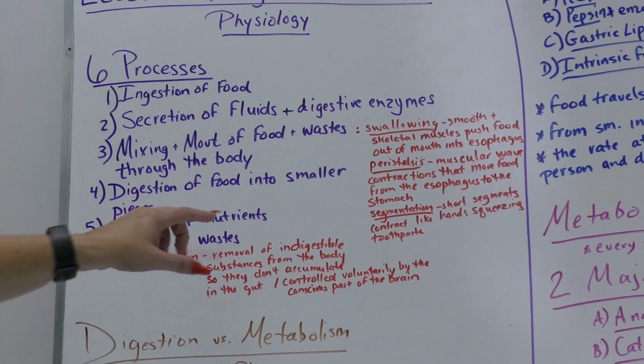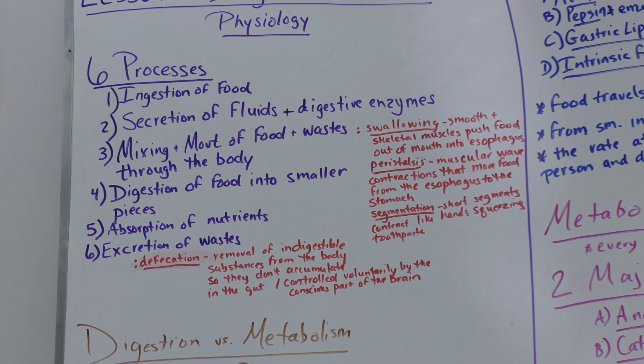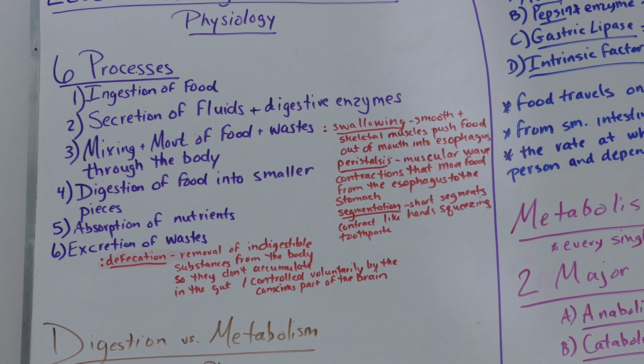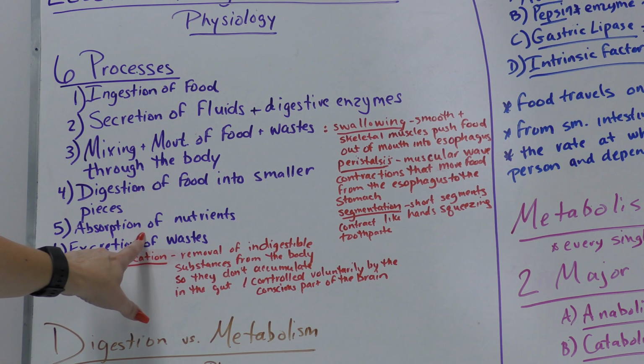Number 4, we want to digest this food into smaller pieces. If you eat an entire hamburger, you don't put the whole thing in your mouth. You have to have little small pieces, and your body can't digest a huge mass of food. It has to be broken into little pieces. It's going to absorb the nutrients, because that's the reason you eat in the first place. You need the nutrients for your body.